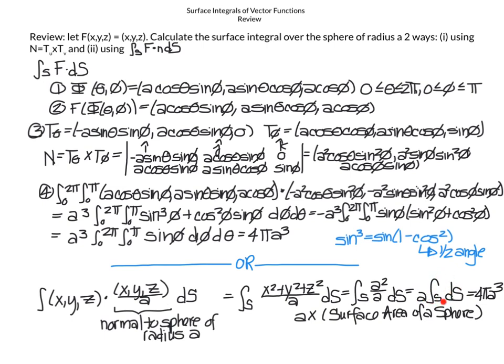And this part here is just the surface area of the sphere, because whenever you have the 1, you're going to get the surface area. If it's a volume, the 1 would give you the volume. If it's a path curve, it's the length of the curve. So the 1, in this case, because it's a surface integral, will give you the surface area of the sphere. So this is a times the surface area of a sphere, which would give you 4 pi a cubed.